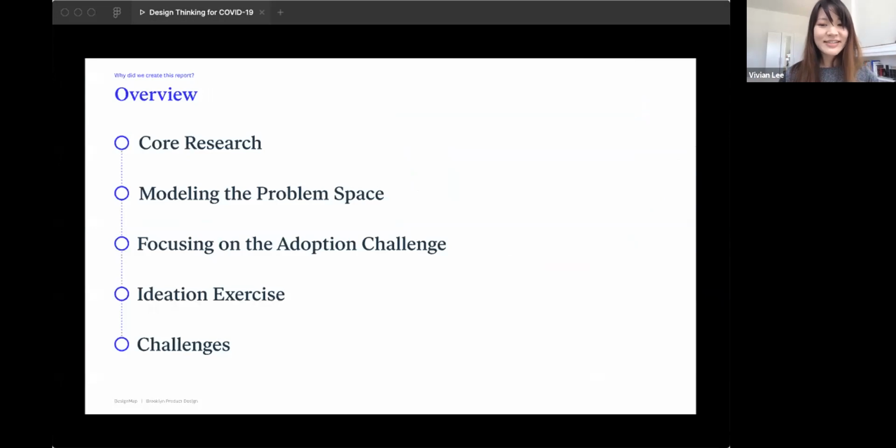And here is an overview of our presentation agenda. We're going to present some highlights from our core research, then walk through some of our early models in the problem space, talk about the adoption challenge with contact tracing apps, go through our ideation exercises, and then finish off with some of the challenges we encountered.